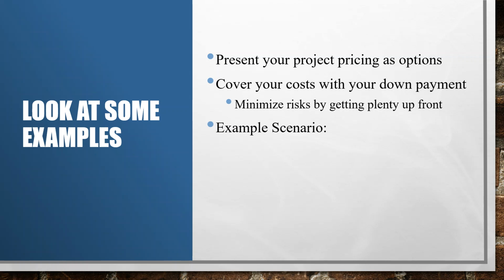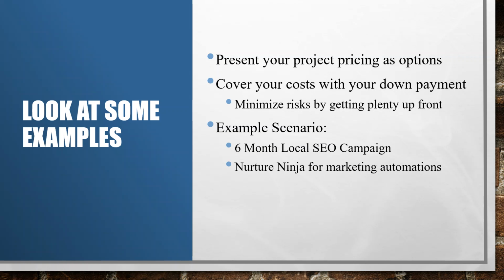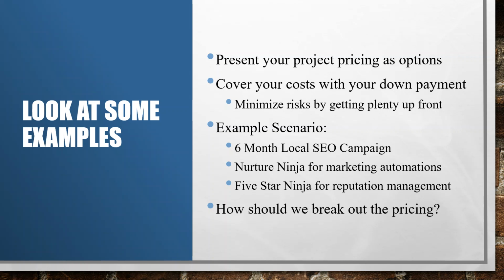And so we're just going to dive right into an example scenario. We're going to assume that we are calling on a local business and we are going to sell them on a 6-month local SEO campaign. We're also going to be giving them Nurture Ninja for some marketing automations, and then we are going to use 5-Star Ninja for some reputation management. So how are we going to break out the pricing?